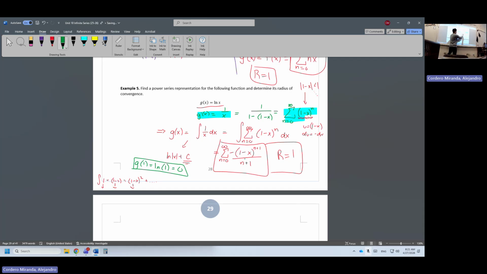So basically I'd get all this stuff plus c, and then I'd plug in 1 and set it equal to 0, and I'd see that c equals 0. If you didn't follow, I'll let you do that on your own, but basically I'm saying we're good. That's our answer. We did it.